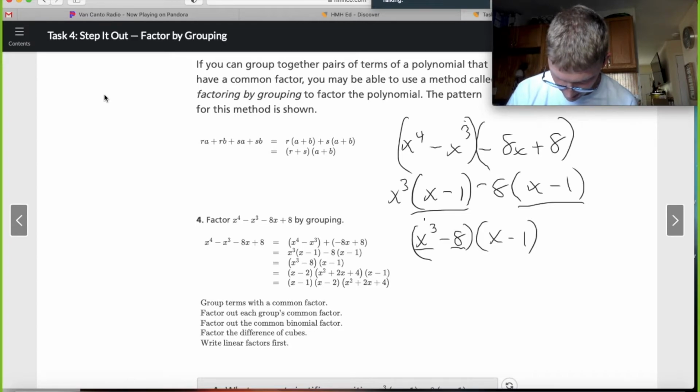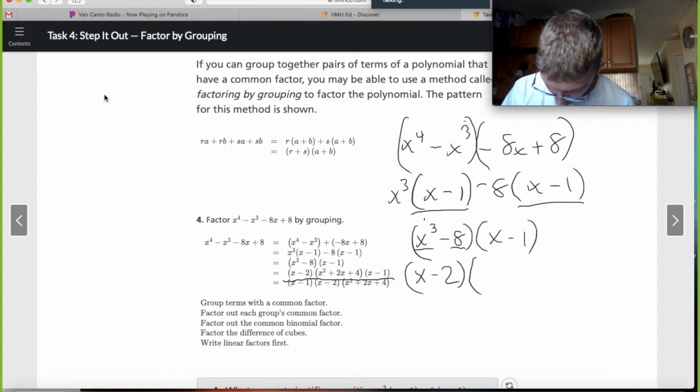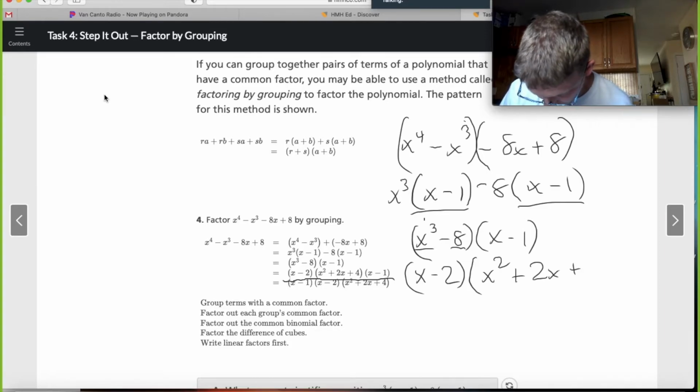Let's see here. So that pattern is right here. That's where we get the x minus 2. That's kind of like the a minus b. And then a squared, or in this case x squared, then ab, so that's 2x. And then 2 squared is 4. Then we have x minus 1.